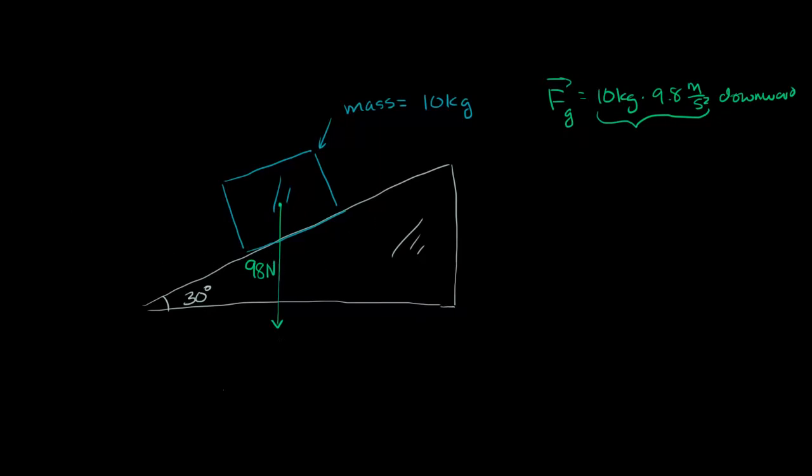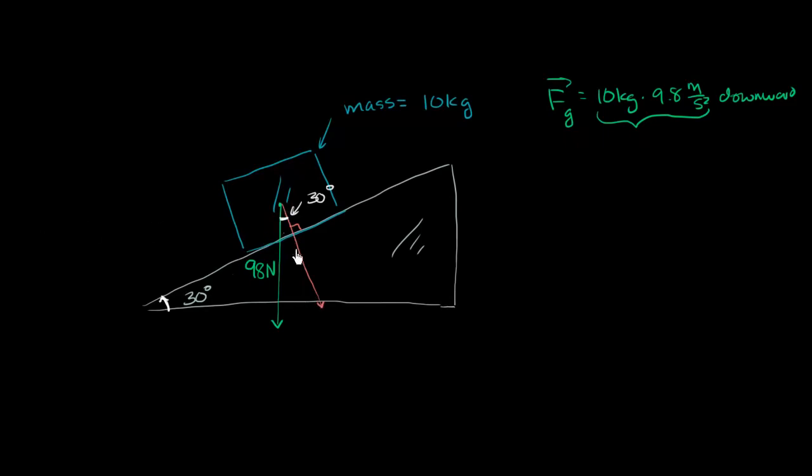So let's do that. First, let's think about perpendicular to the surface of the ramp. So this right over here is a right angle. And we saw in the last video that whatever angle this is over here, that is also going to be this angle over here. So this angle over here is also going to be a 30-degree angle. And we can use that information to figure out the magnitude of this orange vector right over here.